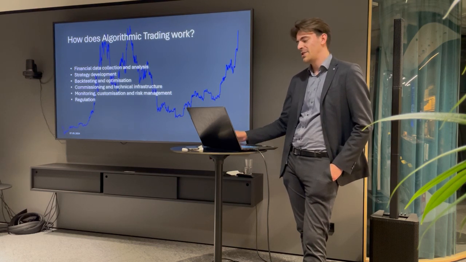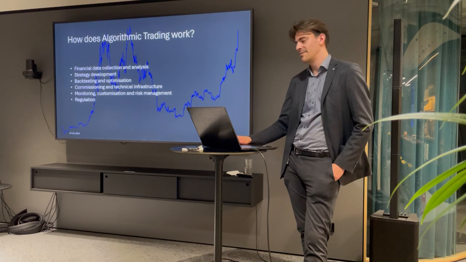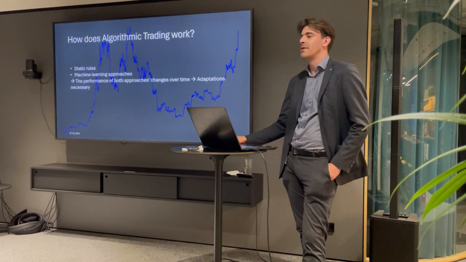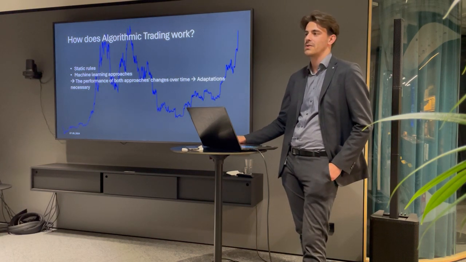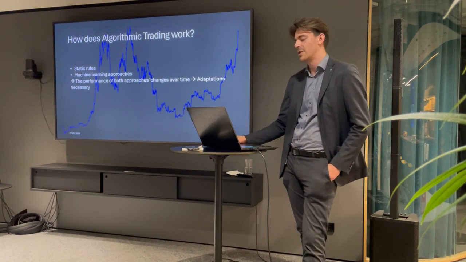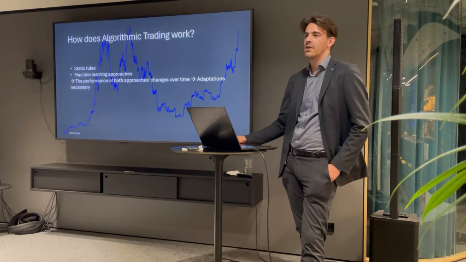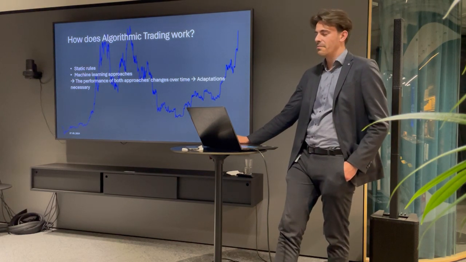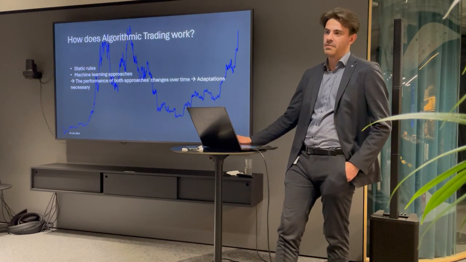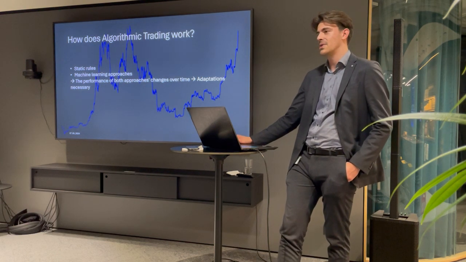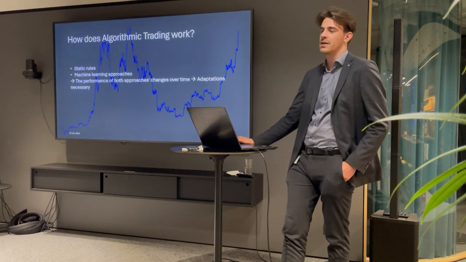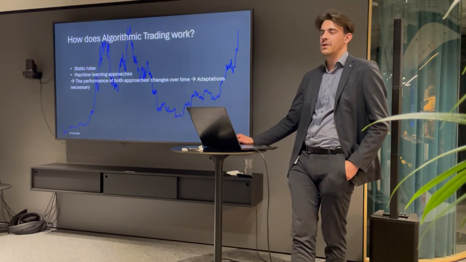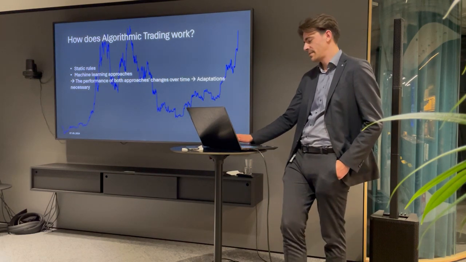But I'm here to speak about how this is implemented in programming, and there are mainly two approaches for that. The first one is static rules. This is what I will start with and explain to you how a strategy can look. The other one is machine learning approaches, where we actually train some machine learning models to do so. There is one main point about that: the performance of both approaches changes over time. This is because the market changes, so the market behaves differently depending on several economic factors, and therefore you need to adapt your strategy over time.